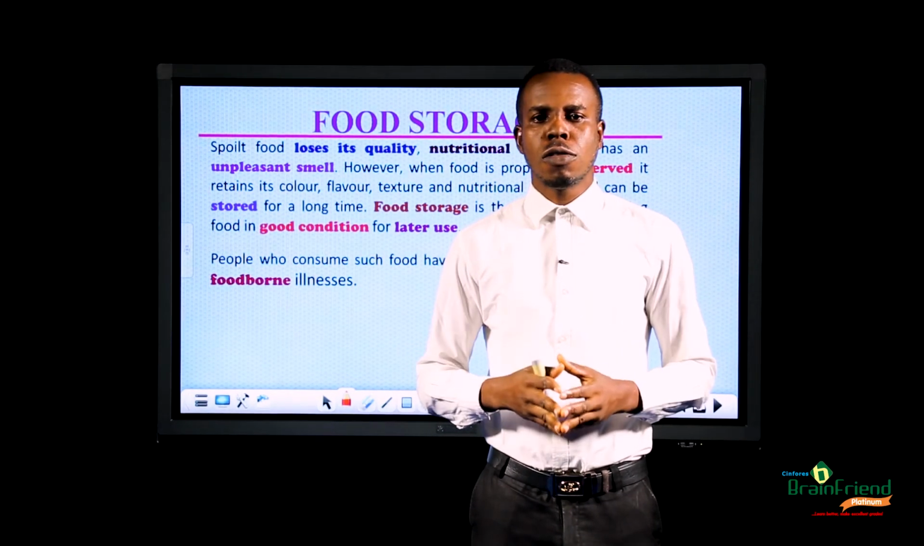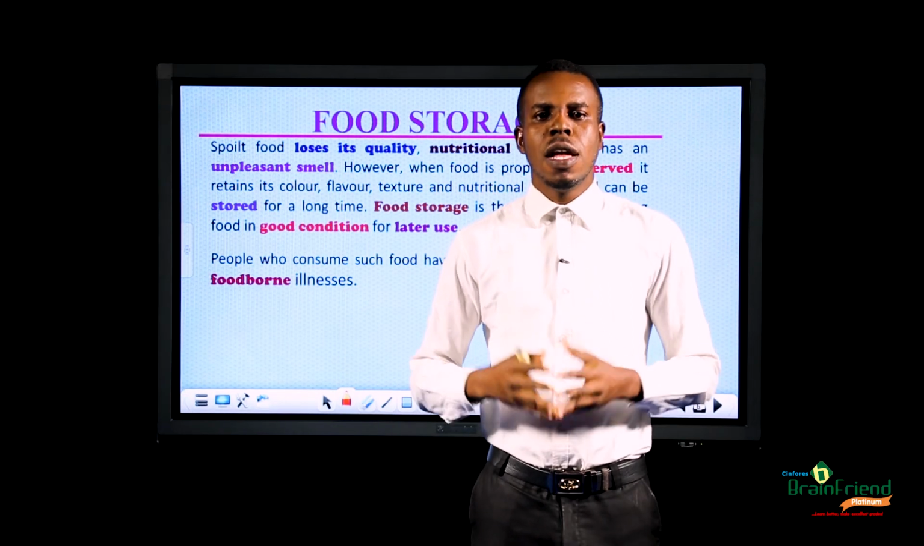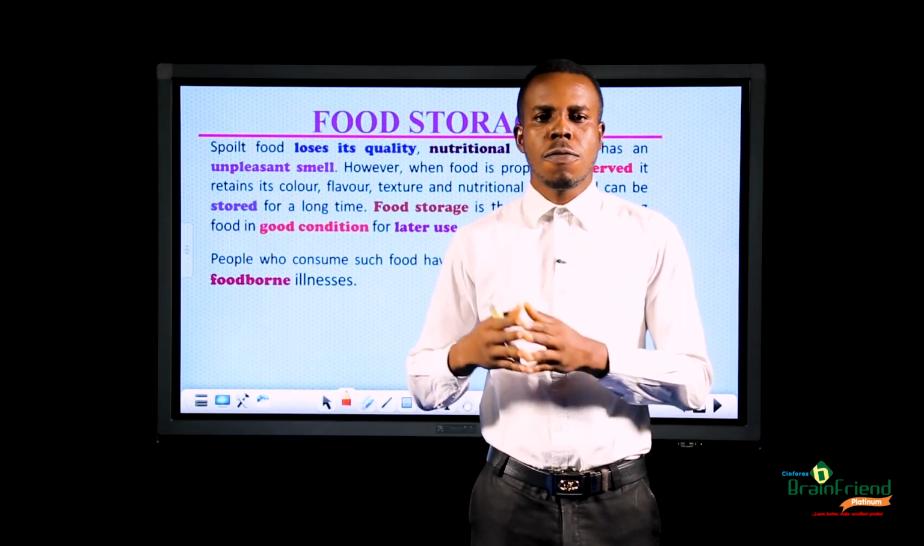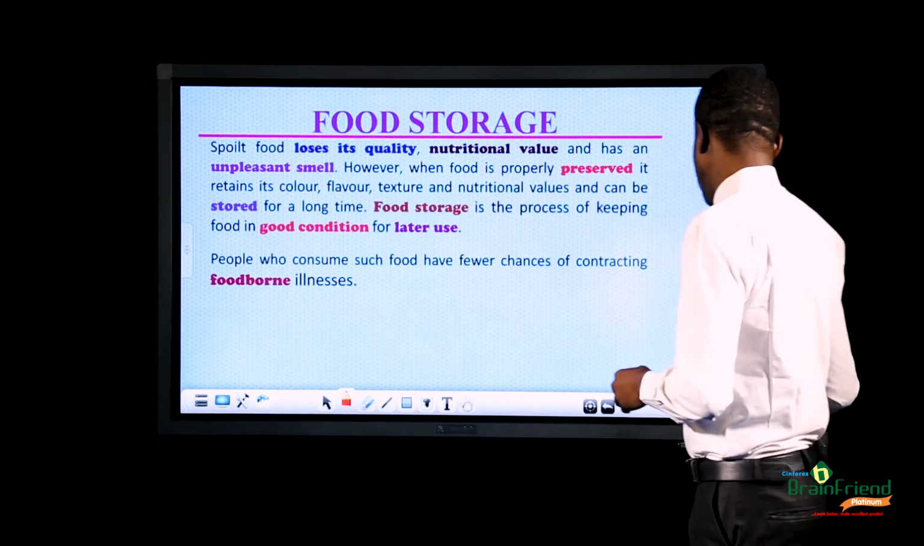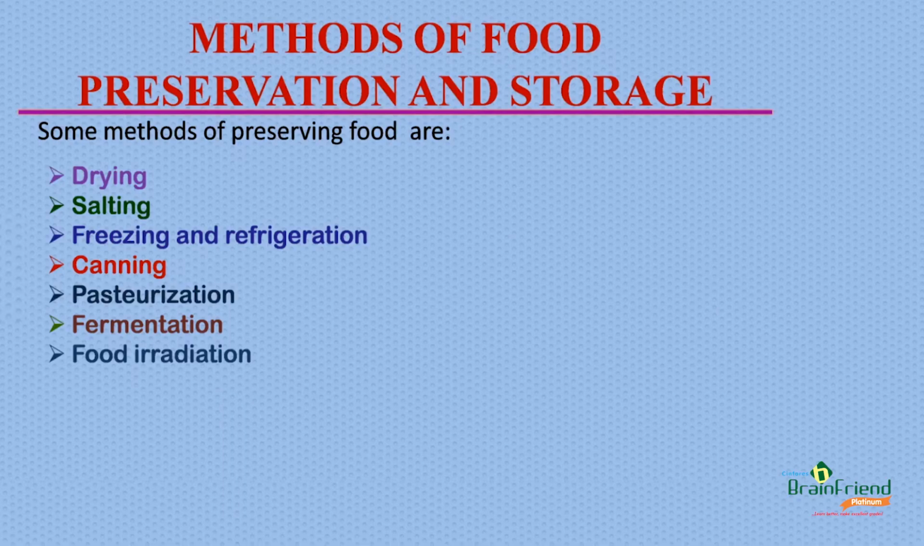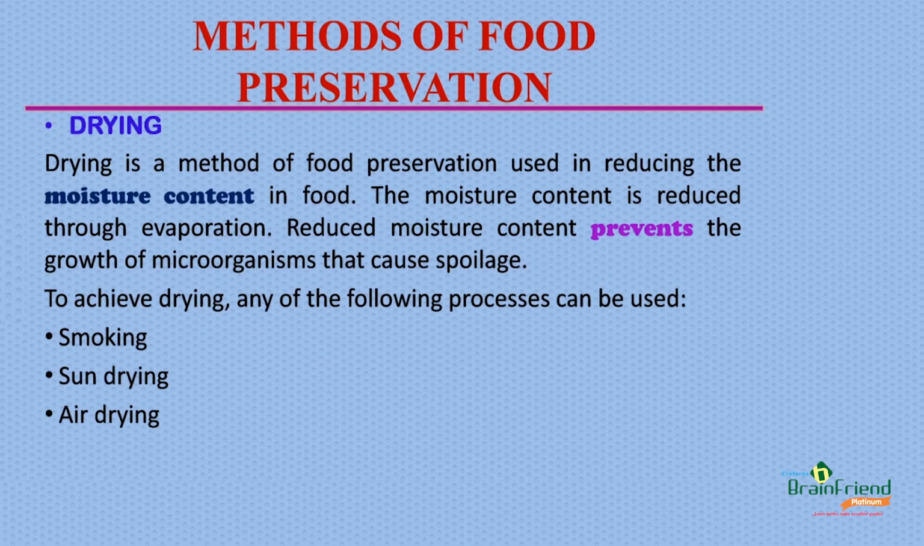There are different methods used to preserve food. Let us look at methods of food preservation. Some methods of preserving food are drying, salting, freezing and refrigeration, canning, pasteurization, fermentation, and food irradiation. Let us look at drying.